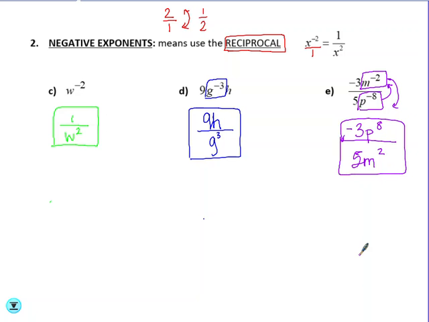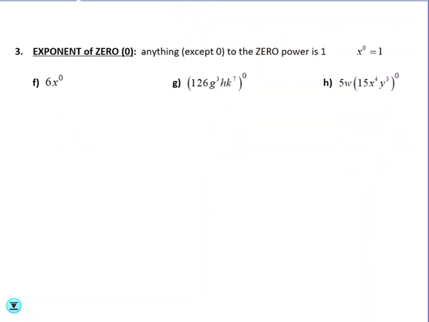In general, when you are simplifying expressions, you do not want to have negative exponents in your final answer. So make sure that you always rewrite them to have positive exponents. Our last rule for today is actually the easiest. Anything except 0 to the 0 power equals 1.